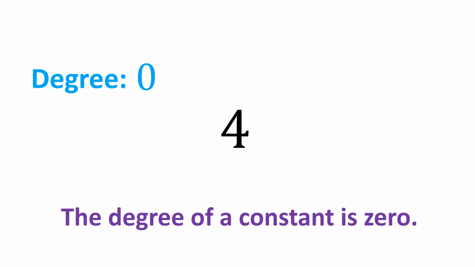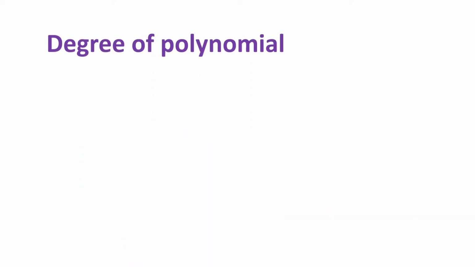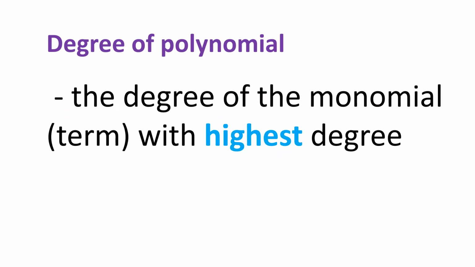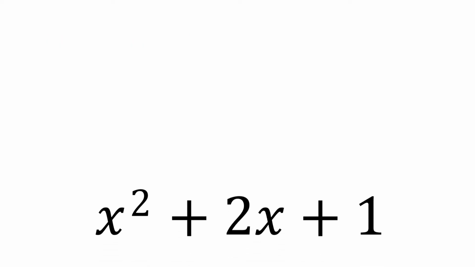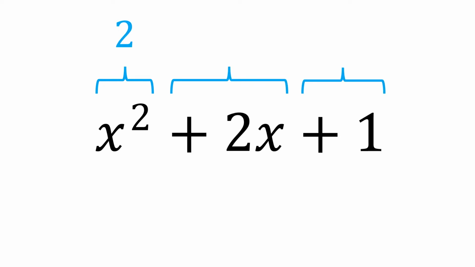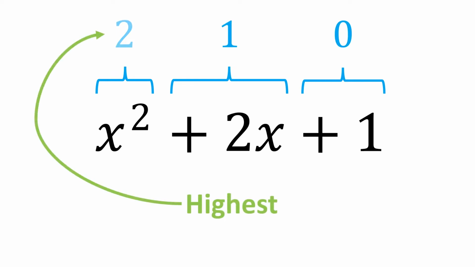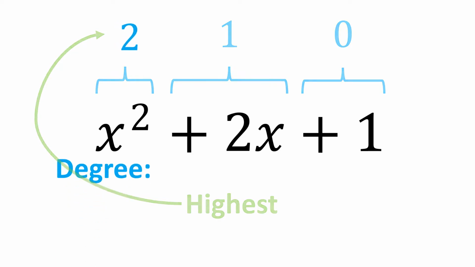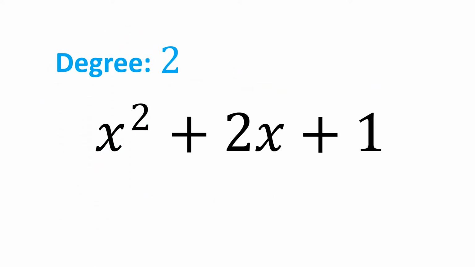So now that we know the degree of a monomial, we can now define the degree of a polynomial. The degree of a polynomial is the degree of the monomial with the highest degree. For example, let's say we have x squared plus 2x plus 1. This polynomial has three terms: x squared, 2x, and 1. And the corresponding degrees are 2, 1, and 0. Now the highest among these is 2.